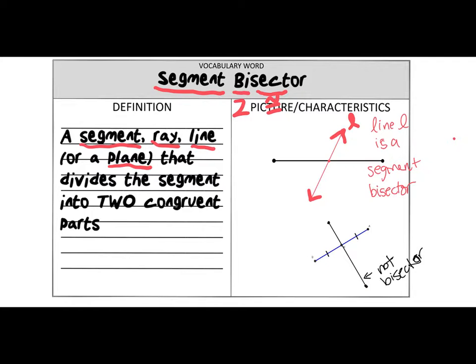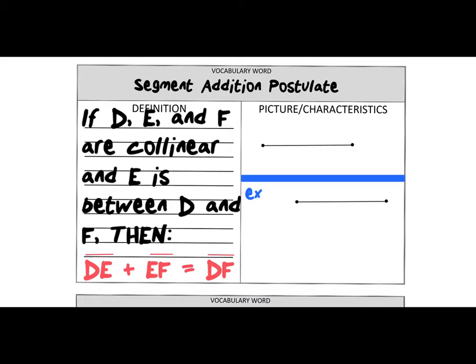The one that I drew is a specific bisector. He's actually making a 90-degree angle, which is known as a perpendicular bisector, but we'll go more into that in the next section. And our last vocabulary word is segment addition postulate. It's very simple. I'll go over it, but I'm just going to basically show you in a picture, which will make a lot of sense.